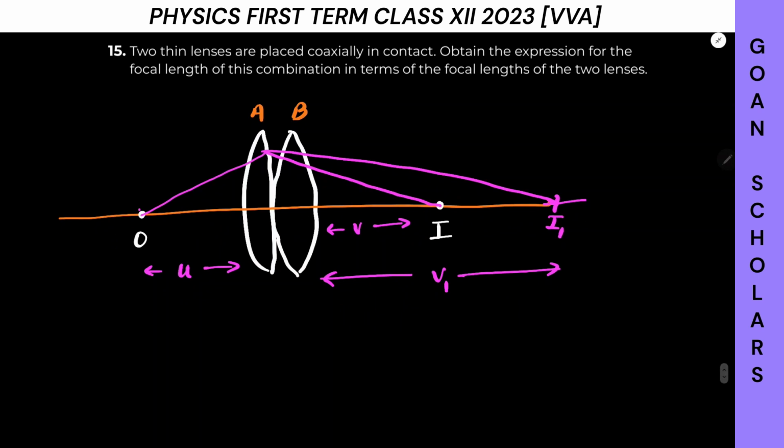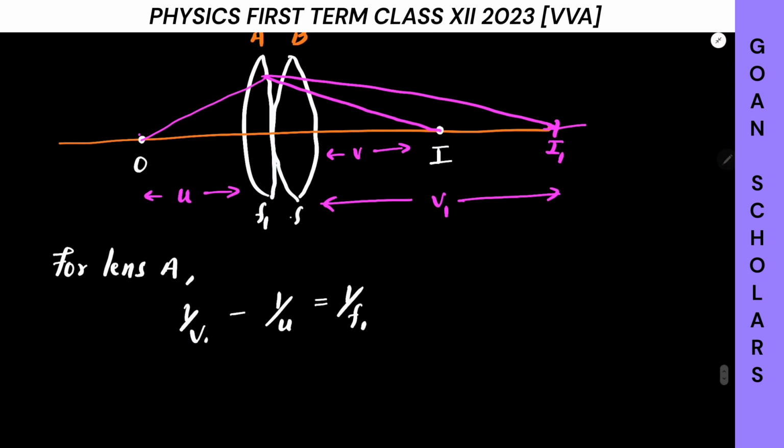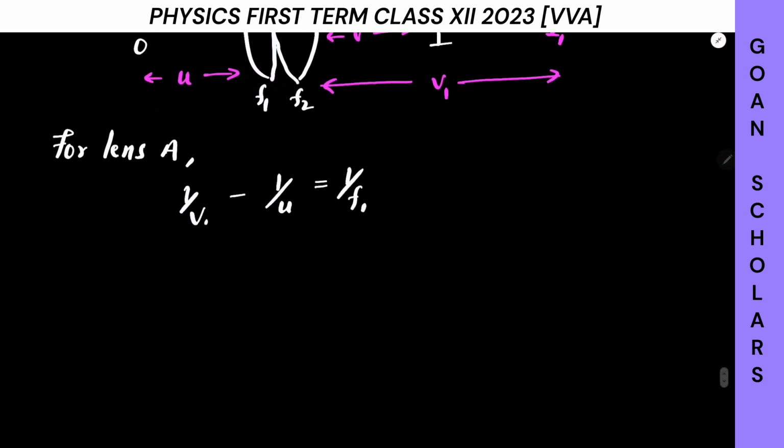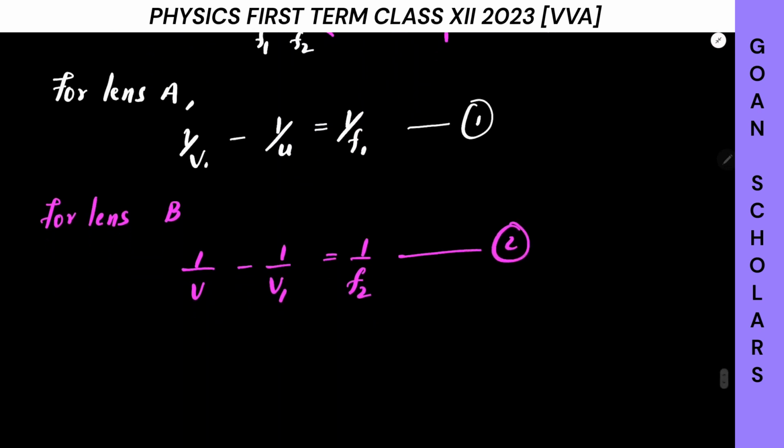So for lens A, 1 by V1 minus 1 by U equals 1 by F1. F1 is the focal length of the first lens, and the focal length of the second lens is F2. This is our equation 1. For lens B, the image formed by the first lens acts as an object, so 1 by V minus 1 by V1 equals 1 by F2. This is our equation 2.